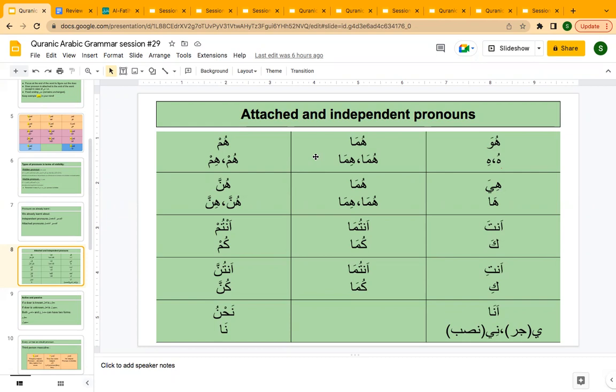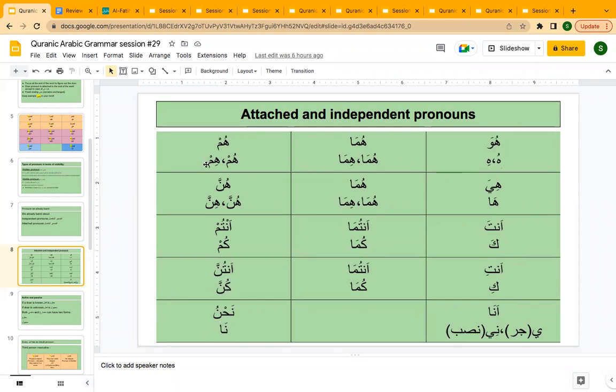But when these pronouns are attaching themselves to a fail, they are always nasb. We did it when I was teaching you the status, but we can review it when we do our practice in a few minutes. The only options for these are nasb or jar. Can you all remember this? These attached pronouns can only be nasb or jar.